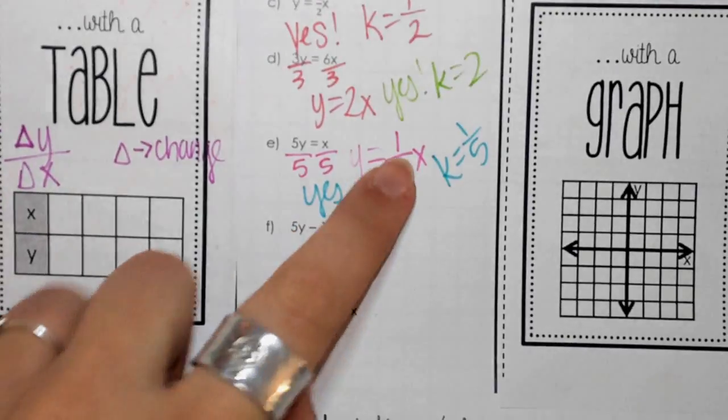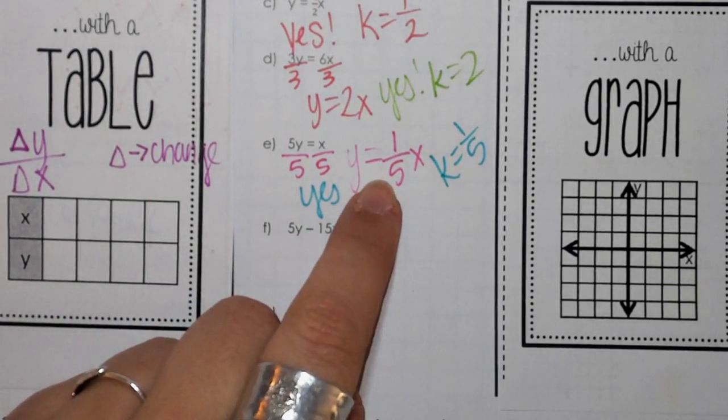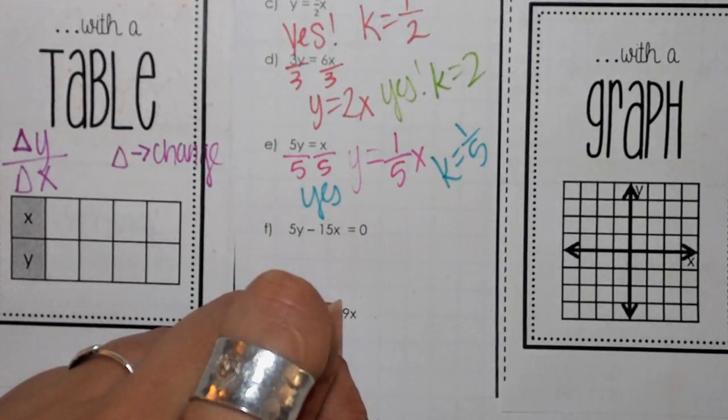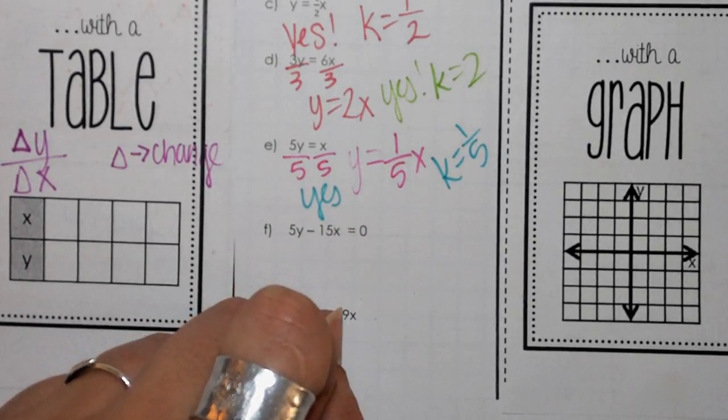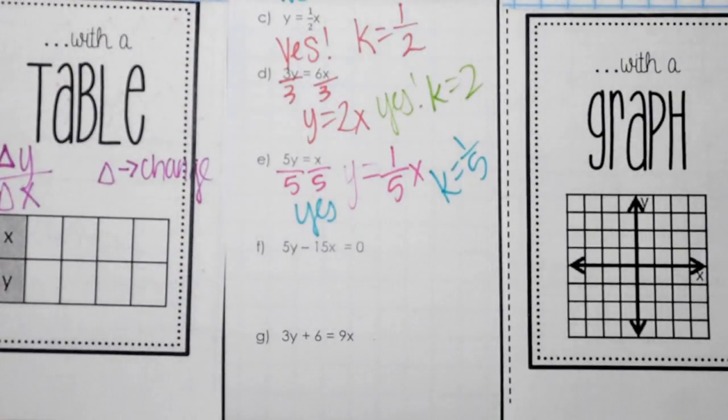Now, why is the direct variation or constant variation not 1? Because it's divided by 5. Why is it not 5? Are 5 and 1/5 the same thing? No. If I have 5 cheeseburgers, I have a whole lot more cheeseburgers than 1/5 of a cheeseburger, right?